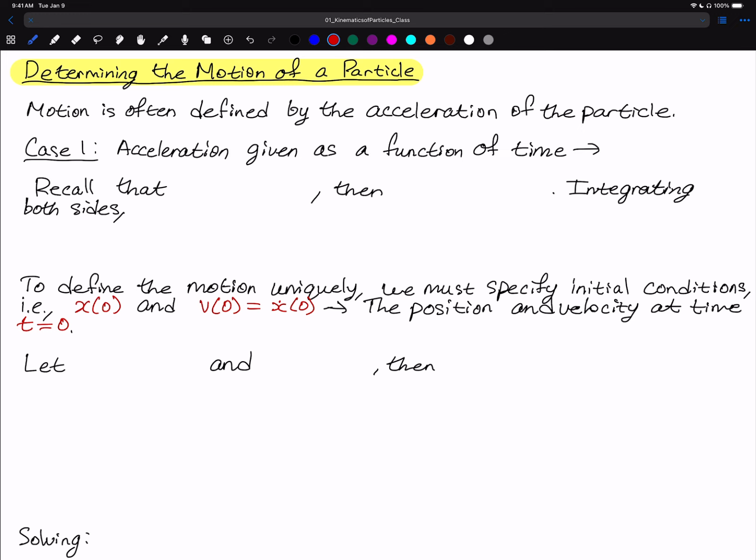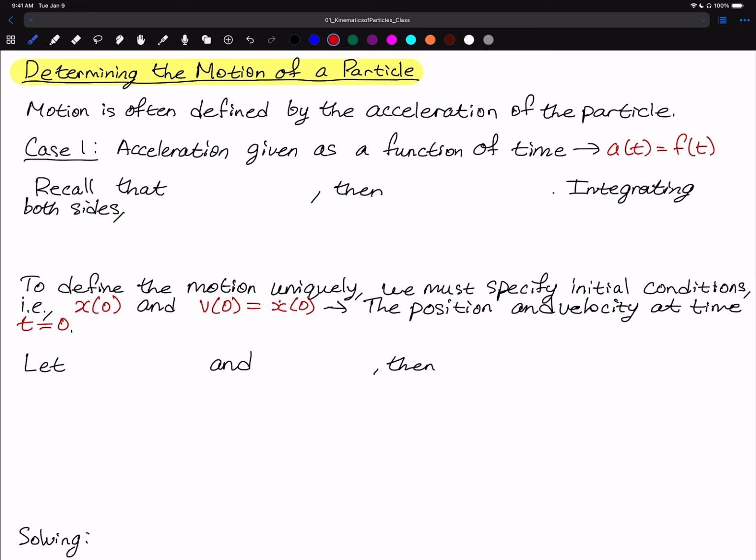In this video, we're going to continue our discussion of rectilinear motion, focusing on how to determine the motion of a particle. Motion is most often determined by knowing the acceleration of a particle, and there are several different cases that occur. We're going to go through one case here. There are other cases that we're not going to cover, but I'm still going to have to label this as case 1. In this case, the acceleration is given as a function of time, so a of t is equal to just some function of time.